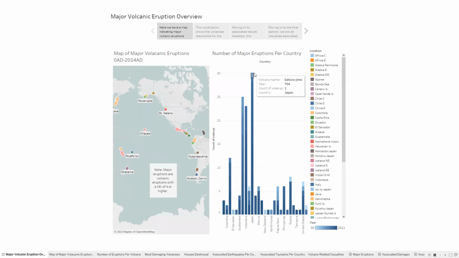On this graph, when we scroll over each individual bar, we can see that it's broken up by volcano. So each segment of the graph indicates one volcano. It tells the year it erupted, the number of times it erupted, and the country that it's located in. So we can see that Japan has the most eruptions at 30, with Iceland coming in second at 25. And then in third, we have Indonesia with, I'd say, about 23 or 24 eruptions.